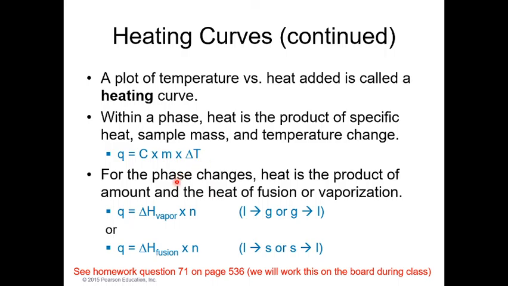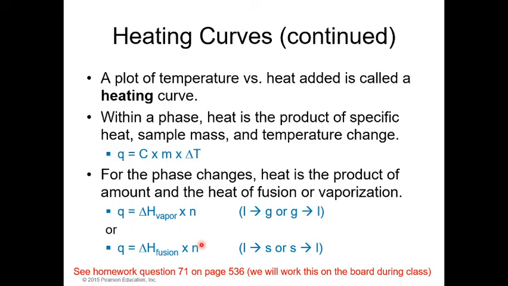If I'm going through a phase change, if I hit 100 degrees and I want to turn everything into a gas, my heat required is the heat of vaporization times the number of moles present. If I want to turn a liquid into a solid or solid into a liquid, I use the heat of fusion. So Q, your heat required, will equal your heat of fusion times the number of moles of your substance.